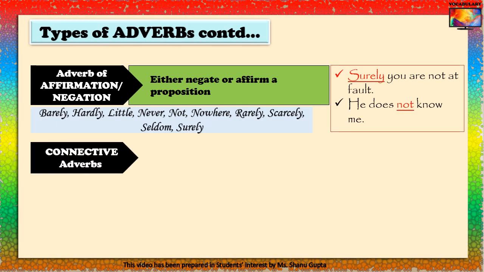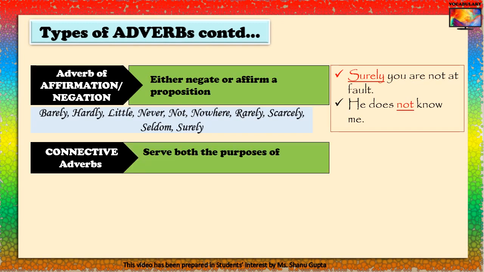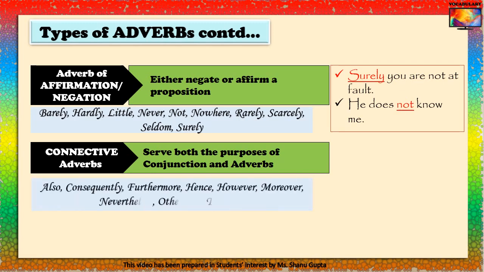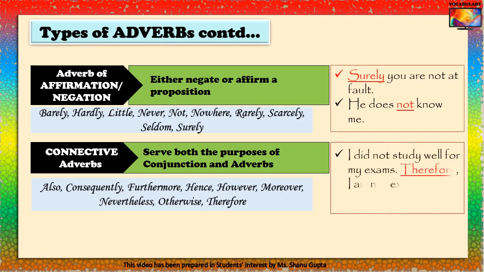And finally, connective adverbs. These adverbs serve both the purposes of conjunction and adverbs. Words like also, consequently, furthermore, hence, however, moreover, nevertheless, otherwise, therefore are conjunctive adverbs. They join two ideas together and you can say that one idea is adding on to another, so they are conjunctive adverbs. I did not study well for my exams. Therefore, I am not expecting good scores. The word therefore is a conjunctive adverb.